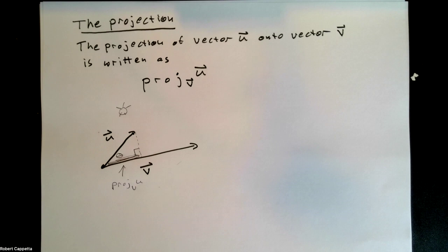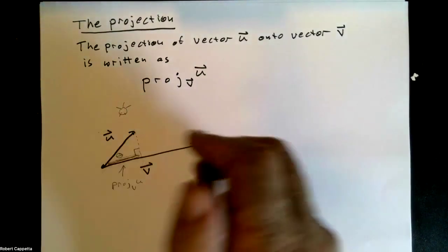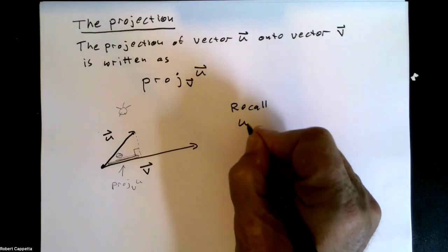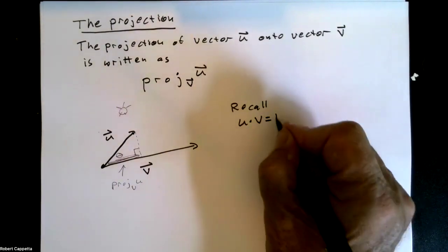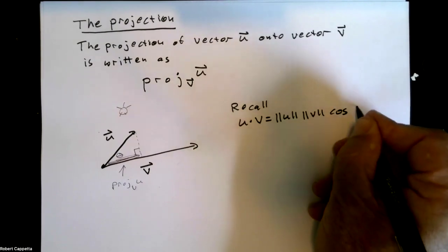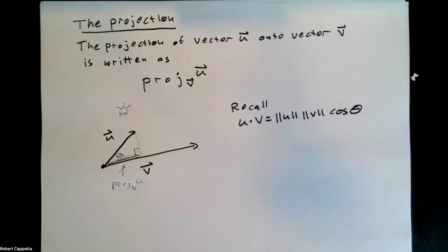So what do we remember from previous arguments? Well, the dot product is related to the angle between in the following fashion. Recall u dot v is the magnitude of u times the magnitude of v times the cosine of theta. How did we get that? We proved that using the law of cosines and looking at the magnitude of the vector u minus v. So check your notes for that discussion. That's an important fact.